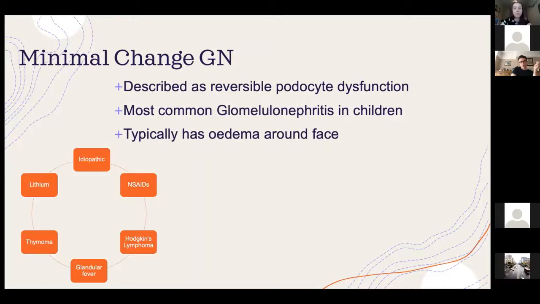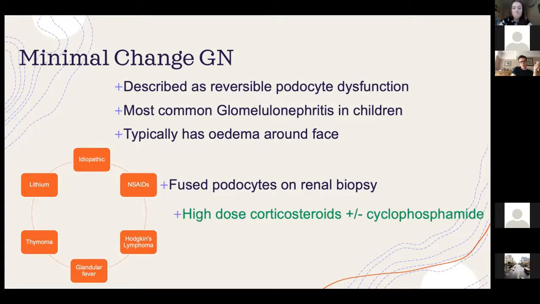The common causes, as with any kind of kidney dysfunction, it's often just idiopathic and they don't really know why. Also commonly NSAIDs, glandular fever, and then you've got to also consider some underlying cancers like Hodgkin's lymphoma. And also on renal biopsy, you will see fused podocytes, which is the podocyte dysfunction cause. And the treatment there is high-dose corticosteroids, and you might consider in severe cases cyclophosphamide.